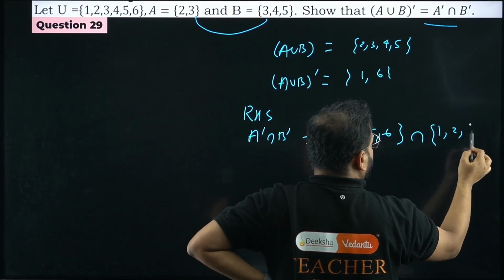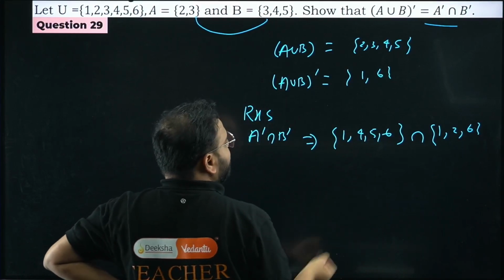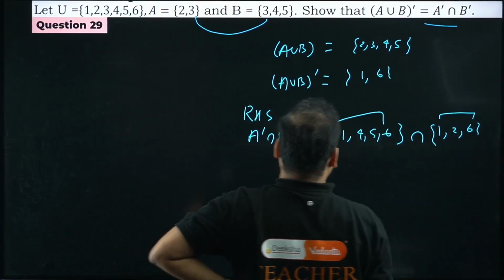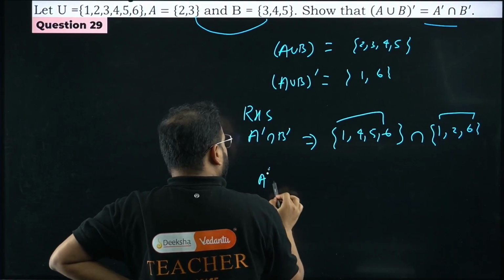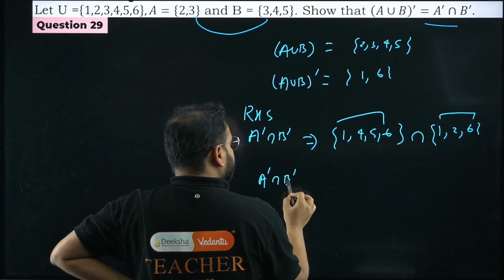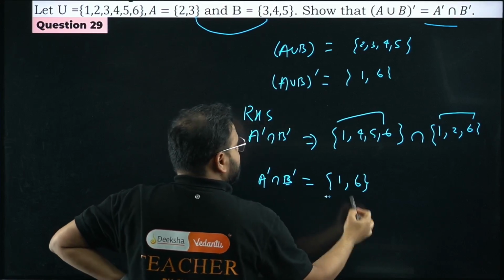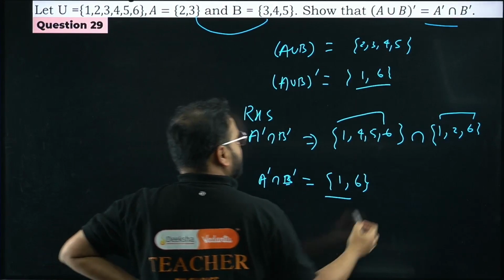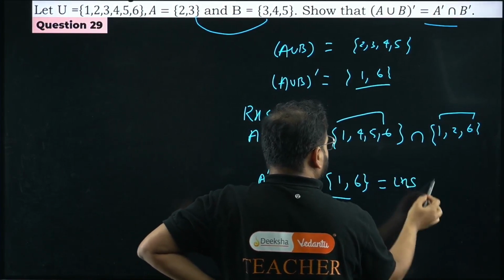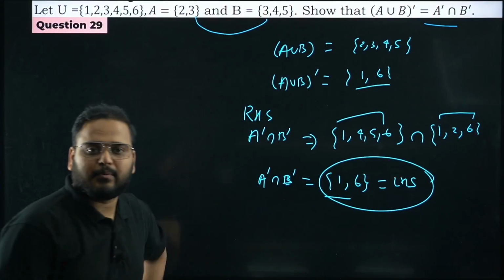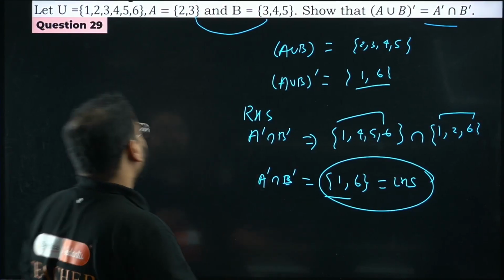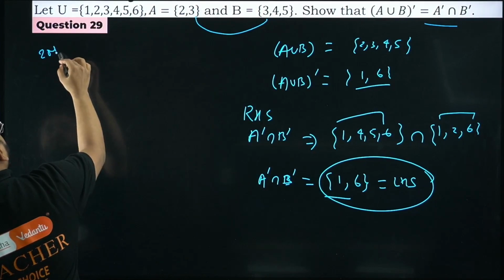1, 2 and 6. What is common between them? Only 1 and 6. So the answer, A complement intersection B complement, is nothing but 1, 6. This and this are equal, right? So RHS is actually equal to LHS. Hence proved. Please check. Simple question, a 2 marker.